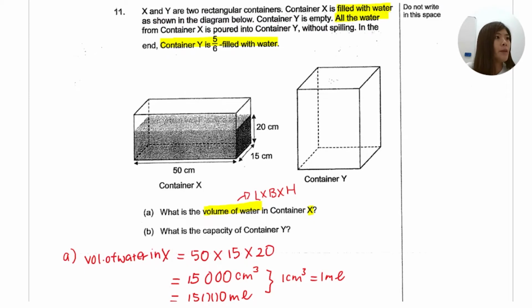Okay, so for part B, they ask what is the capacity of container Y. Capacity of container Y means how much volume container Y can take. Over here there's a very important piece of information. You pour container X, so you pour 15,000 ml of water into Y, and then Y is 5/6 filled with water.